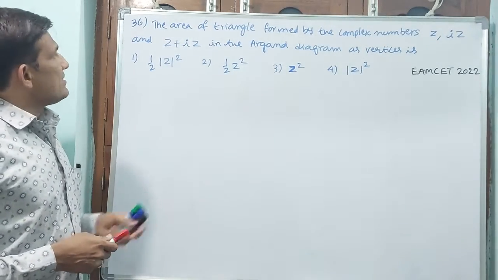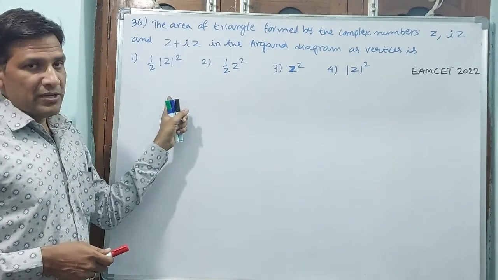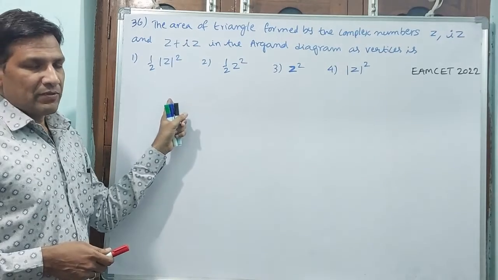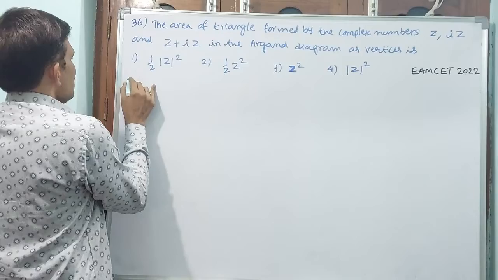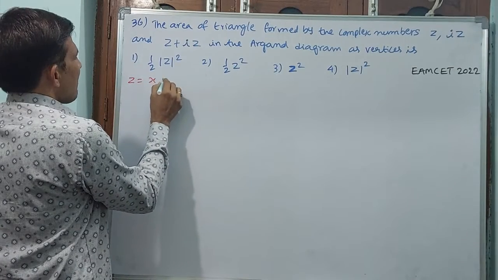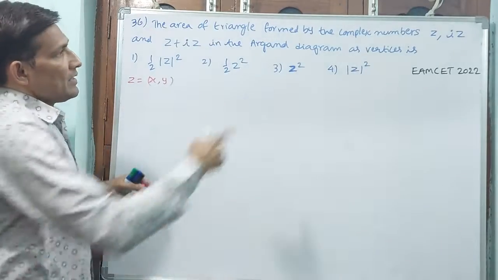See, iz and z plus iz we have to find. Why? Because z is x, y, easily we can write that as the point x and y. But what about iz? Let us see what I am writing. z is x comma y, because we know very well z is x plus iy, x and y we are taking. But what about iz?